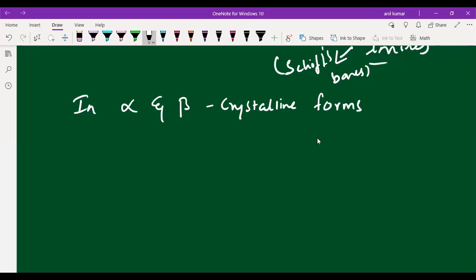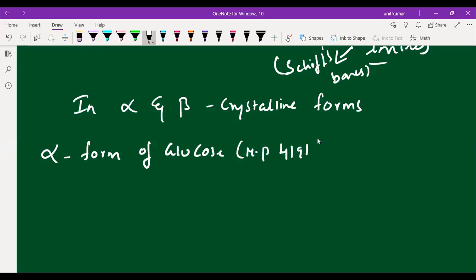When will you get the alpha form of glucose, and when will you get the beta form? Students, the alpha form of glucose is obtained by crystallization. It has a melting point of 419 Kelvin. It is obtained at 300 Kelvin, from the crystallization process.